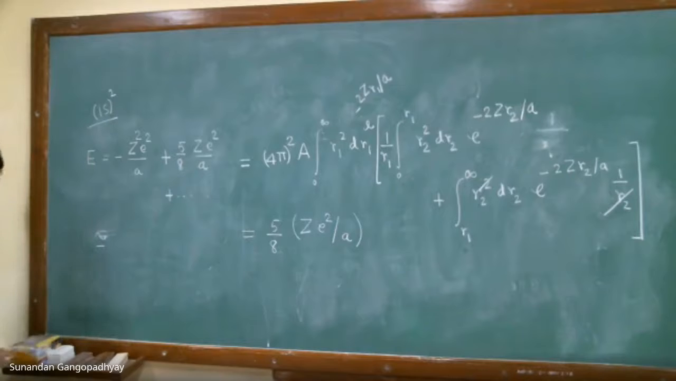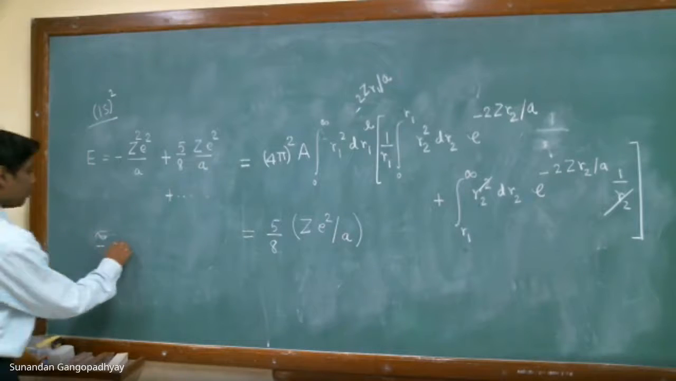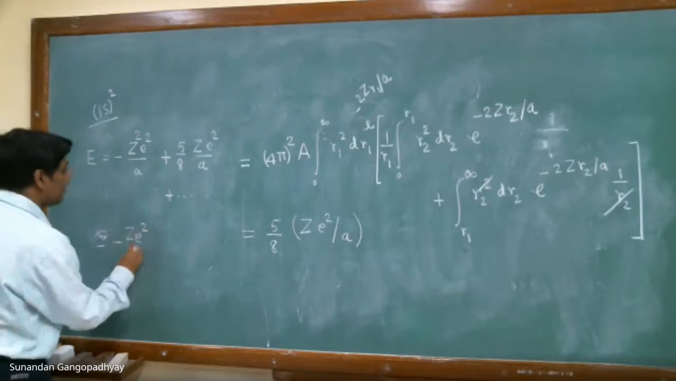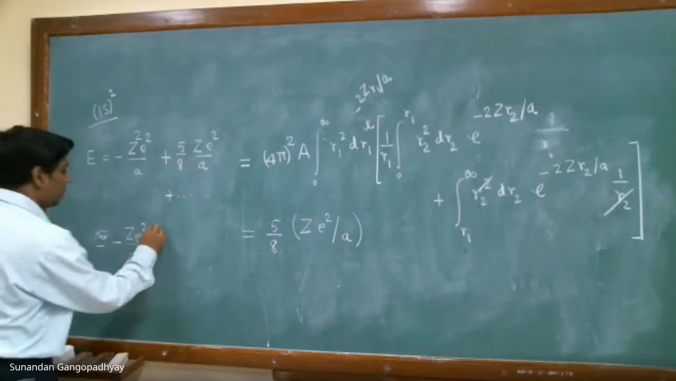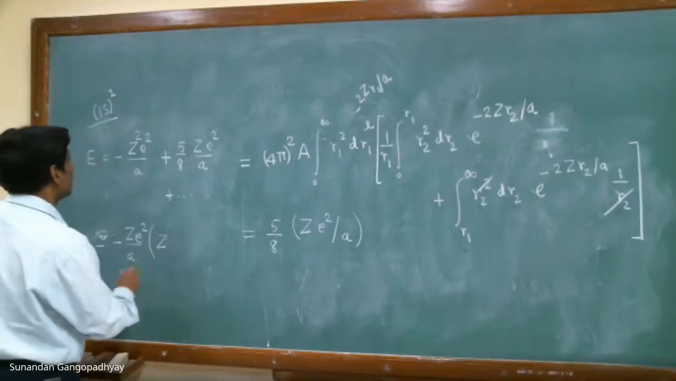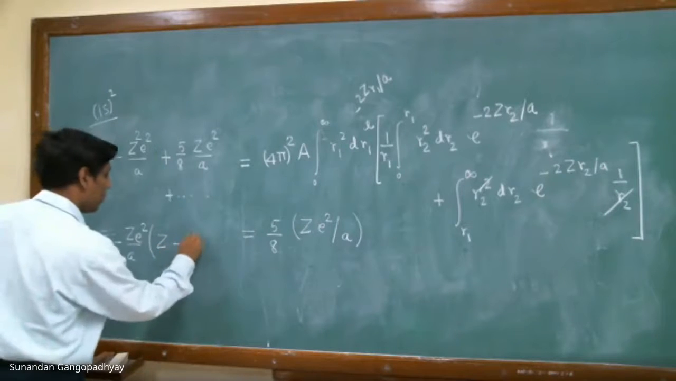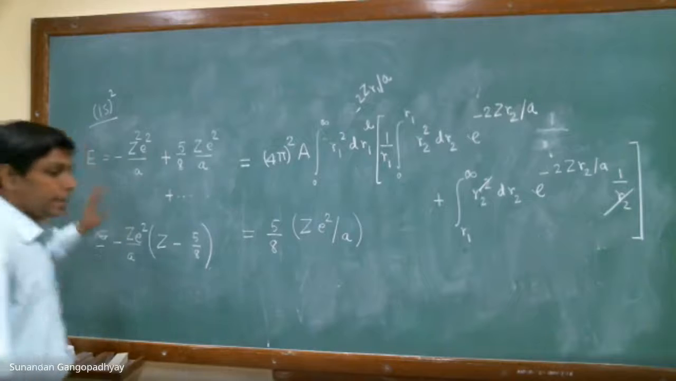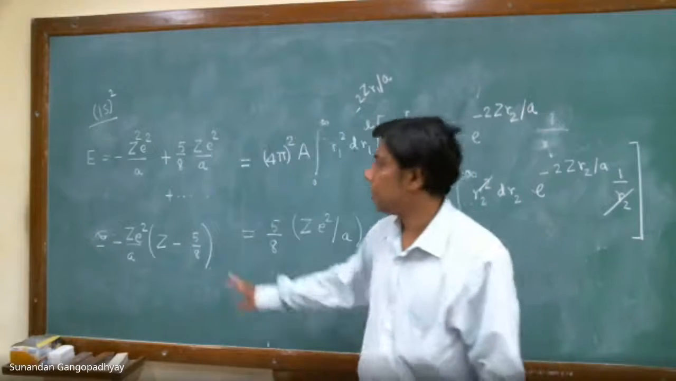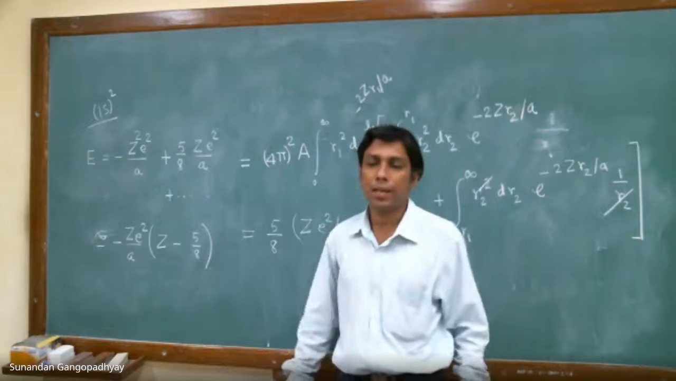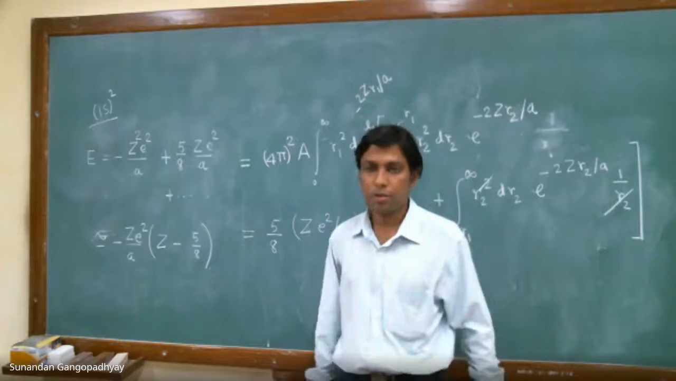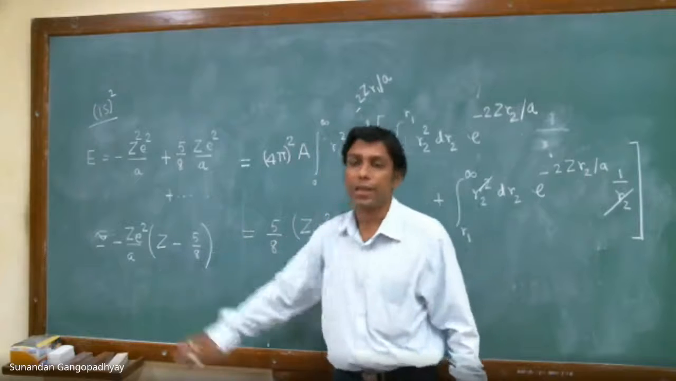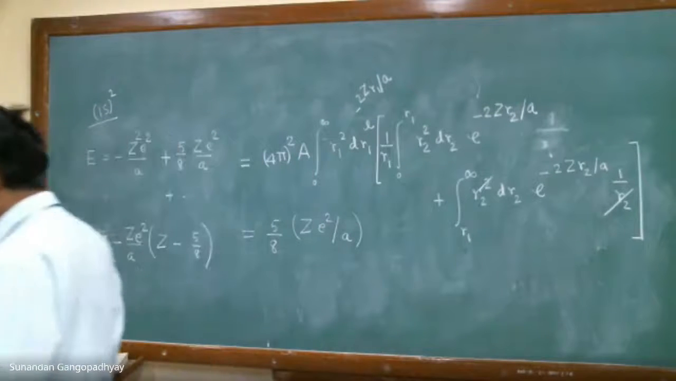So this is approximately, you can write this down as, if you take minus Z e²/a as common, then you will get this as Z minus 5/8. So this will be your result. So this is the corrected ground state energy. We are not talking about excited states. We have not talked about excited states of the helium atom so far. So this is the corrected ground state energy up to first order in perturbation theory.